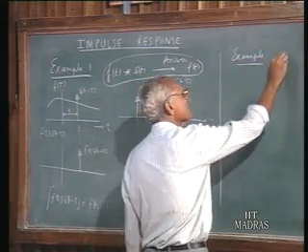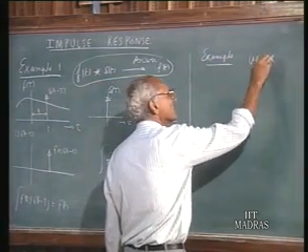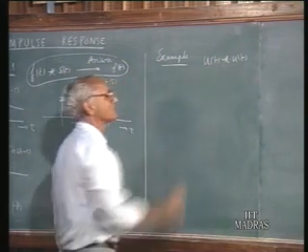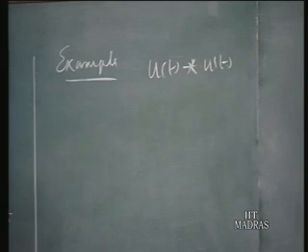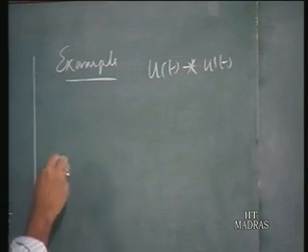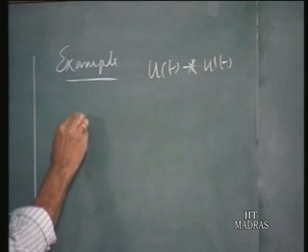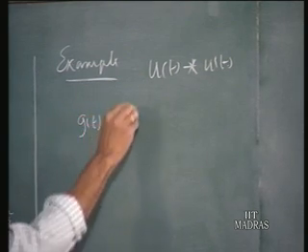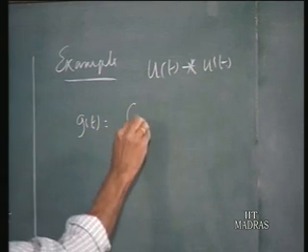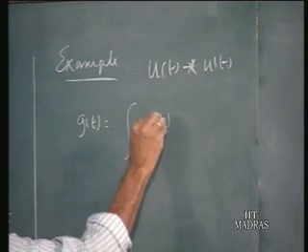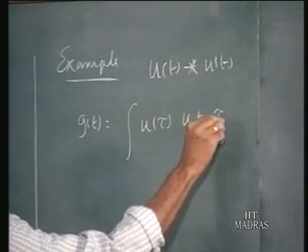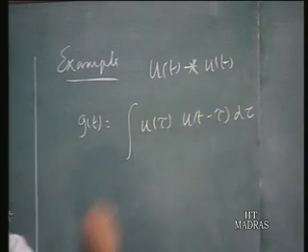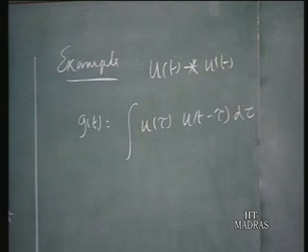Let us see what happens when a step function is convolved with another step function, u of t convolved with u of t. Suppose the result of this is called g of t. According to the formula, this will be u of tau, u of t minus tau, that is the second signal, d tau, and you integrate that over the limits which are appropriate to this. Let us see what they are.